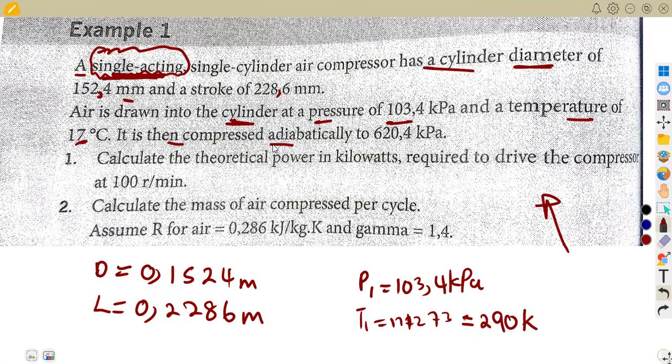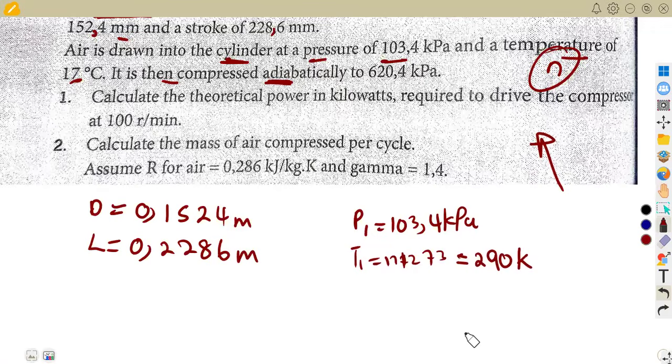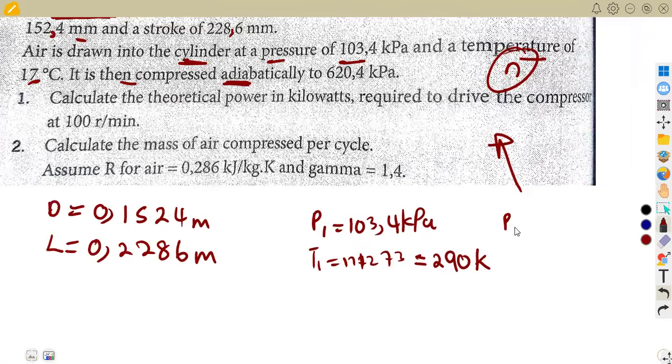It is compressed adiabatically. An adiabatic compression is used for theoretical calculations. For practical calculations, we deal with a polytropic process, where we use N. For an adiabatic process, we use gamma. These are theoretical calculations, but you just use the same formulas. So this is it there. P2 is given as 620,4 kilopascal. Then calculate the theoretical values, all right?